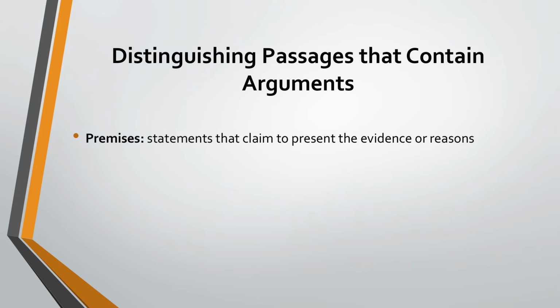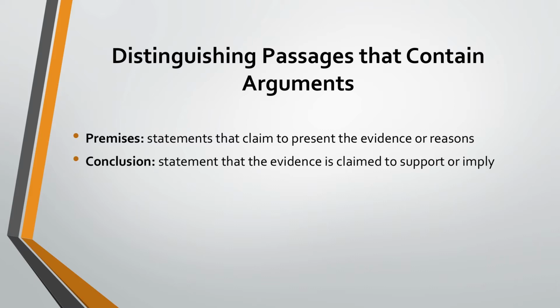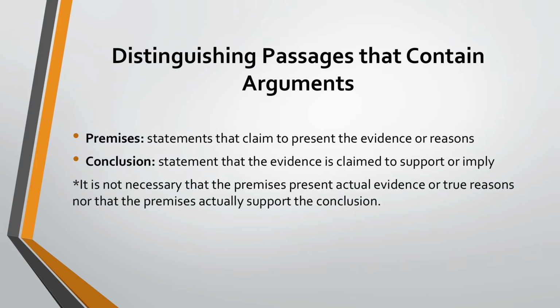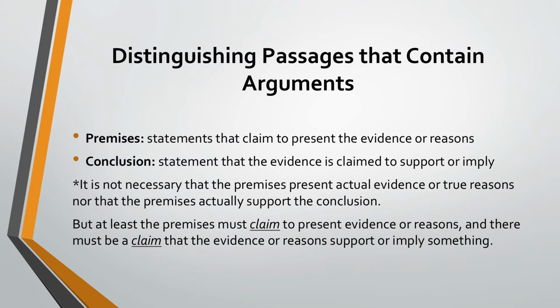As we have seen, the statements that claim to present the evidence or reasons are the premises, and the statement that the evidence is claimed to support or imply is the conclusion. It is not necessary that the premises present actual evidence or true reasons, nor that the premises actually support the conclusion. But at least the premises must claim to present evidence or reasons, and there must be a claim that the evidence or reasons support or imply something.